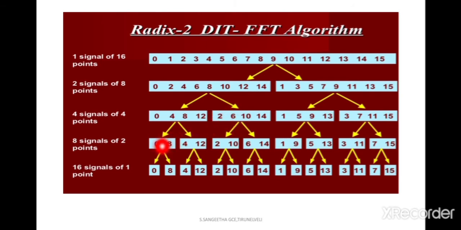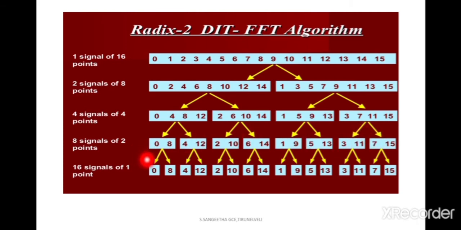Next we have 8 signals of 2 points. Here we have 8 signals, 1, 2, 3, 4, 5, 6, 7, 8, each having 2 points. The first one will have 0, 8 and the second will have 4, 12. Next 2, 10 and 6, 14. Next 1, 9 and 5, 13. Next we have 3, 11 and 7, 15.